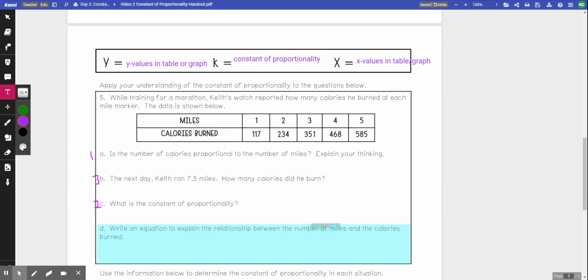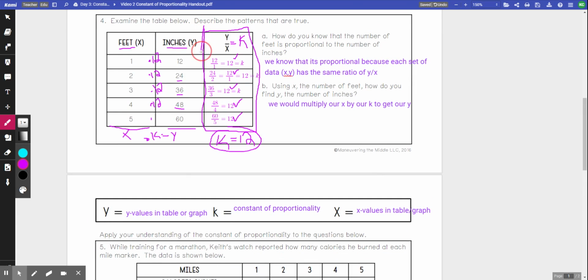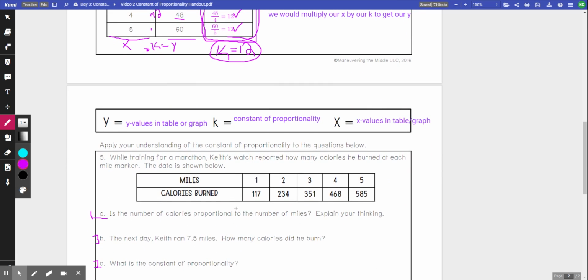We're not going to do part D here, and we're going to do the questions slightly out of order. So it says, while training for a marathon, Keith's watch reported how many calories he burned at each mile marker. The data is shown below. Our first question, A, says, is the number of calories proportional to the number of miles? Explain your thinking. Well, we just looked up here. This is what we need to do to decide if we're proportional.